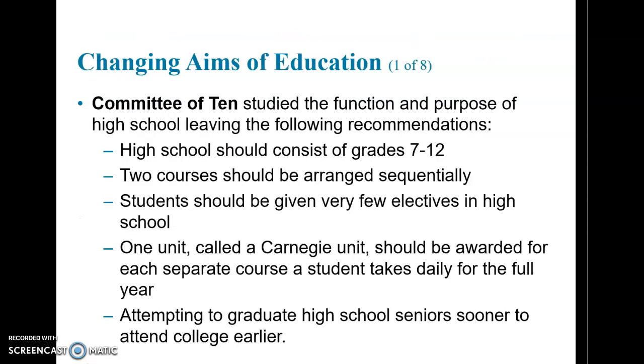In 1892, a committee was established by the National Education Association to study the functions of the U.S. high schools. The Committee of Ten made an effort to set down the purpose of the high school at the time and made the following recommendations. 1. High school should consist of grades 7 through 12. Courses should be arranged sequentially. Students should be given very few electives in high school. And one unit, called the Carnegie unit, should be awarded for each separate course that a student takes each year, provided that the course meets 4 or 5 times each week all year long. They also recommended graduating high school students earlier if possible.